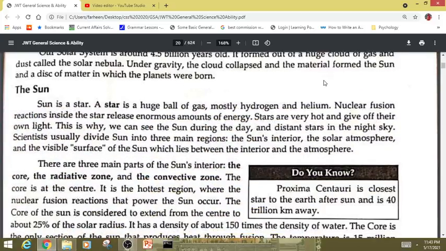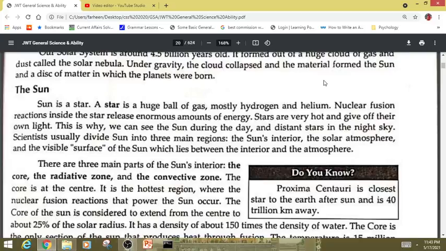The sun. The sun is a star. A star is a huge ball of gas, mostly hydrogen and helium. Nuclear fusion reactions inside the star release enormous amounts of energy. Stars are very hot and give off their own light. This is why we can see the sun during the day and distant stars in the night sky.